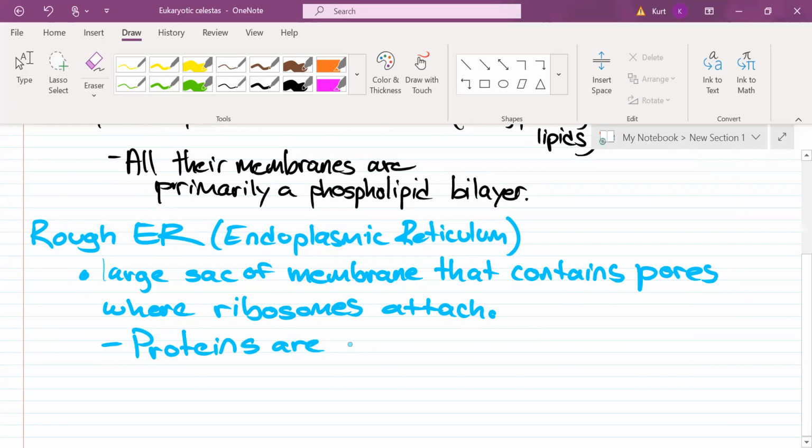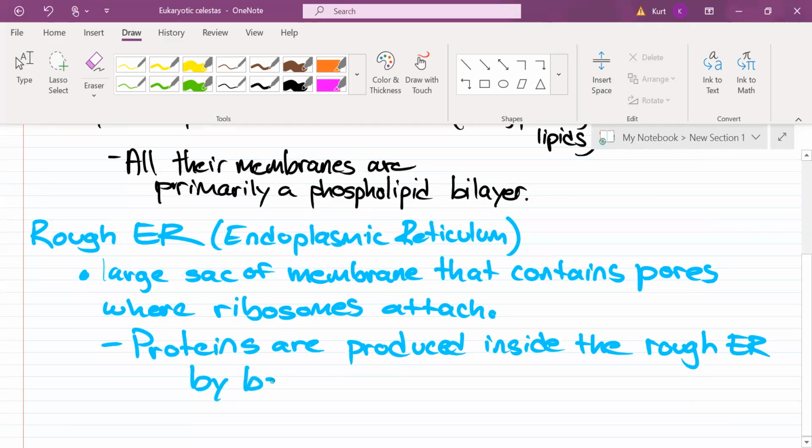Proteins are produced inside the rough ER by bound ribosomes. There's two types of ribosomes that you can expect to find in a eukaryotic cell. There's bound ribosomes and there's free ribosomes. Bound ribosomes are the ones that are stuck to an ER. Free ribosomes are free floating in the cytoplasm. They're not bound to anything.